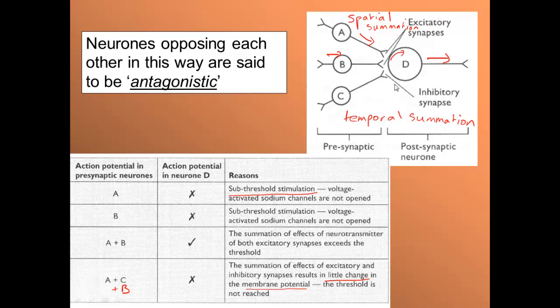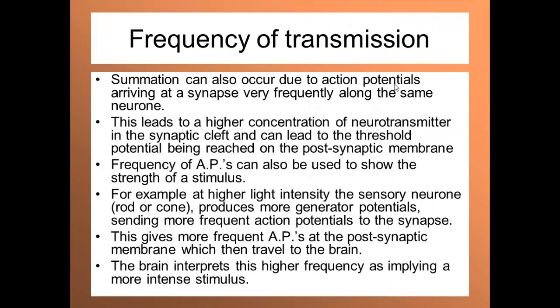Temporal versus spatial summation. Now, back onto temporal summation. The frequency of transmission can be used to determine the strength of signal and various other things. So, summation can also occur due to action potentials arriving at a synapse very frequently along the same neuron. As we've just said, this is temporal summation. And this gives us a higher concentration of neurotransmitter in that synaptic cleft. That can get us up to our threshold potential, and then we will open up our voltage gated channels, get our all or nothing response, as we've talked about.